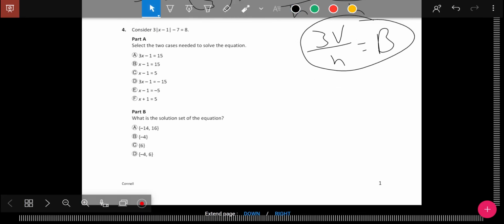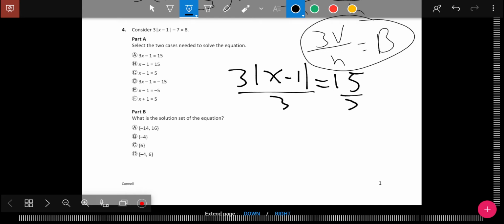All right. For this one, I'm solving on number 4 here. I need to add 7 to both sides. And so I get 3 times the absolute value of x minus 1 equals 15. And then I divide 3 on both sides. I get the absolute value of x minus 1 equals 5.